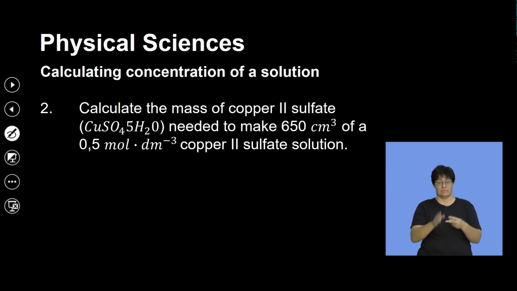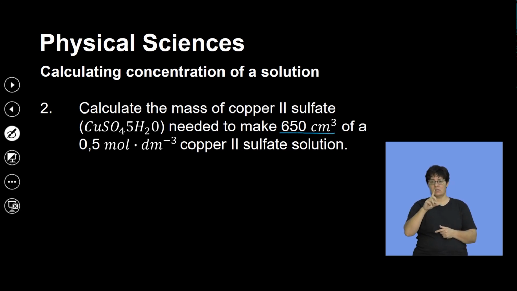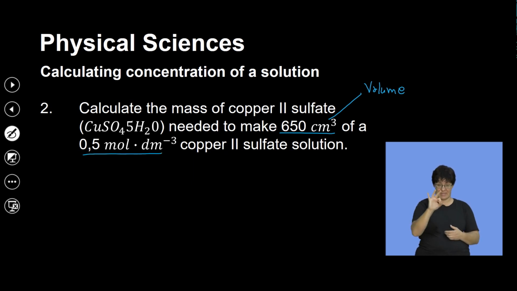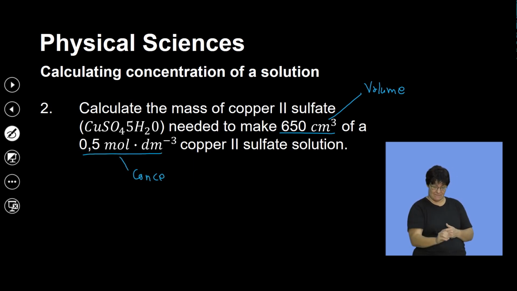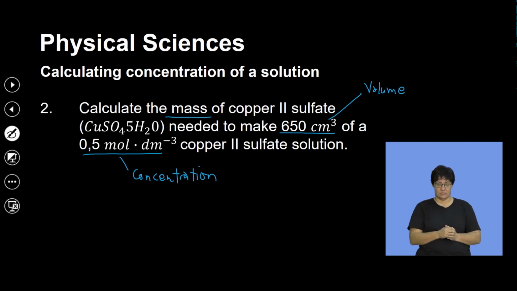Now, let's move forward. It says here, calculate the mass of copper 2 sulfate needed to make 650 cubic centimeters of this solution, which is 0.5 moles per cubic decimeter. That's the concentration. So what do we have? We've got the volume, which is given in cubic centimeters. We also have the concentration. Take note, in this case, concentration is given, but we're looking for mass. So it's like we're working backwards now.